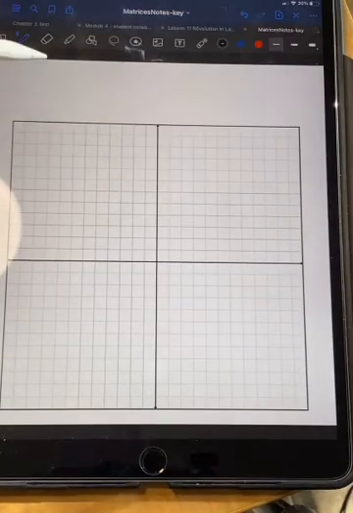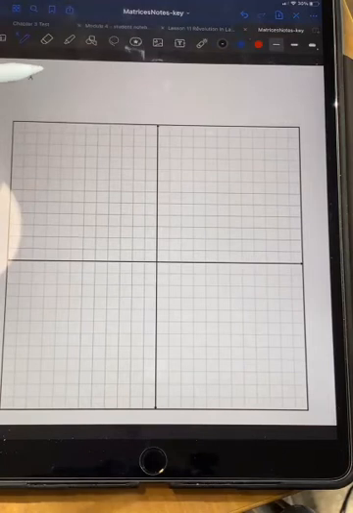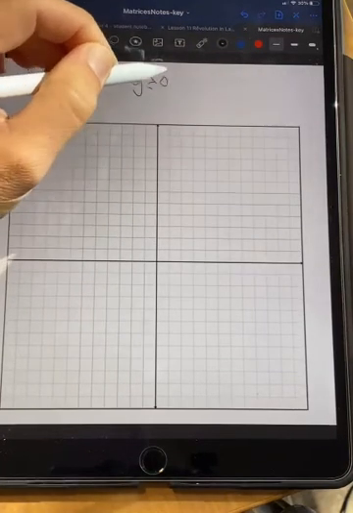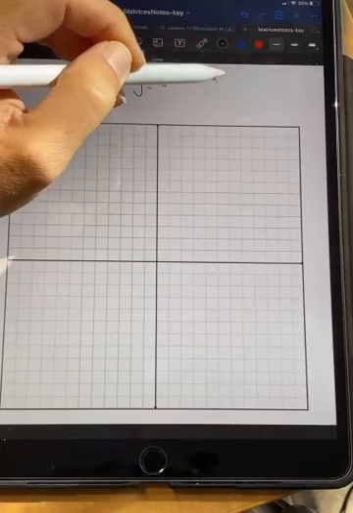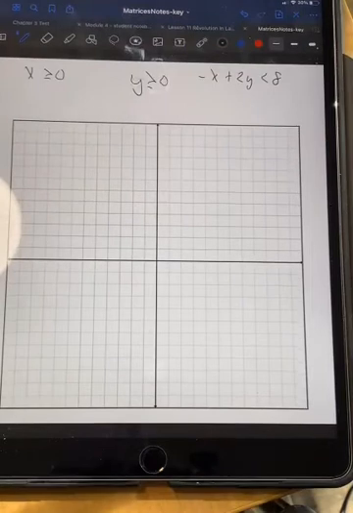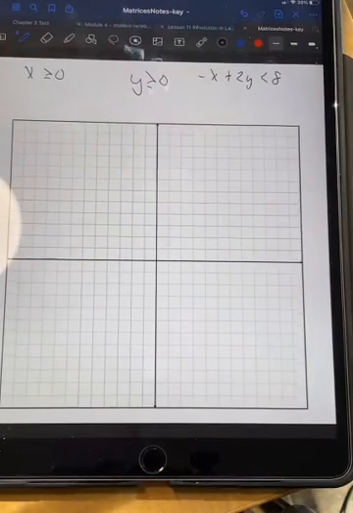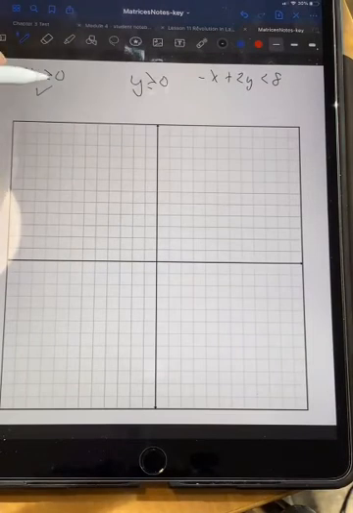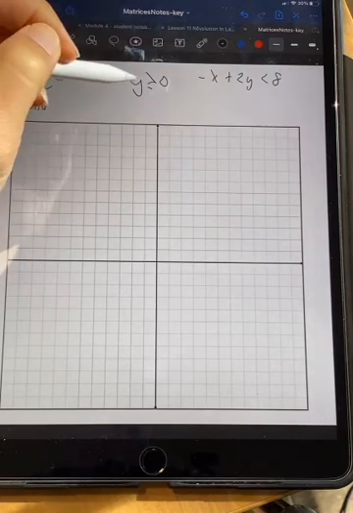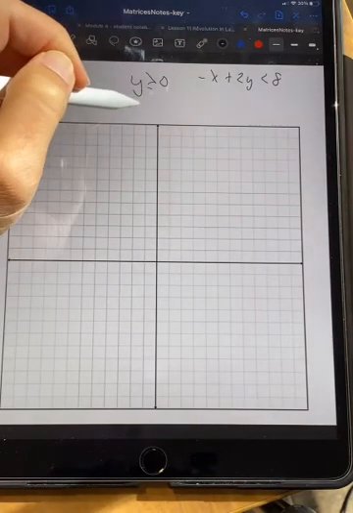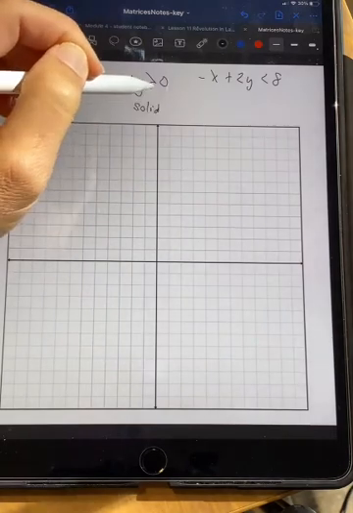Okay, so number 10 says x is greater than or equal to 0, y is greater than or equal to 0, and I've got negative x plus 2y is less than 8. The first thing that we need to do is make sure that we have lines that have only one variable. This first one has only one variable. It's equal to, so it's going to be solid. We have y, so just one variable. We're good. It's greater than or equal to, so it's going to be solid also because it's equal to.